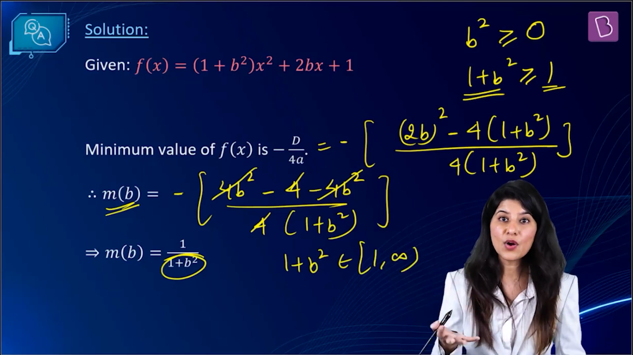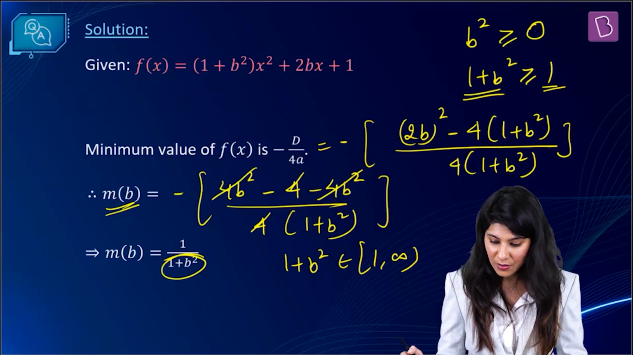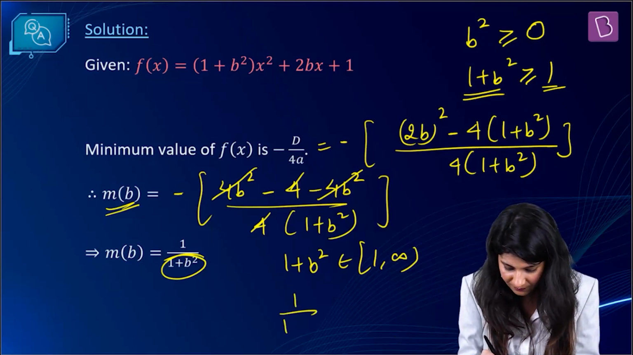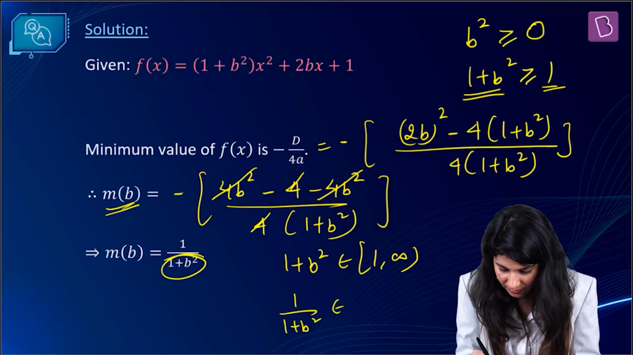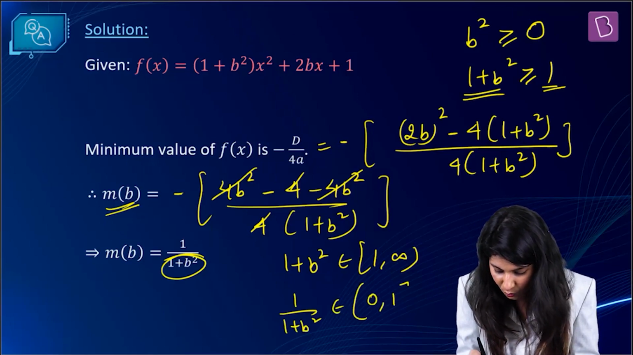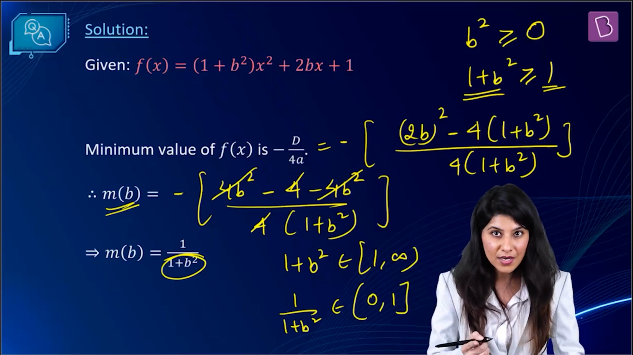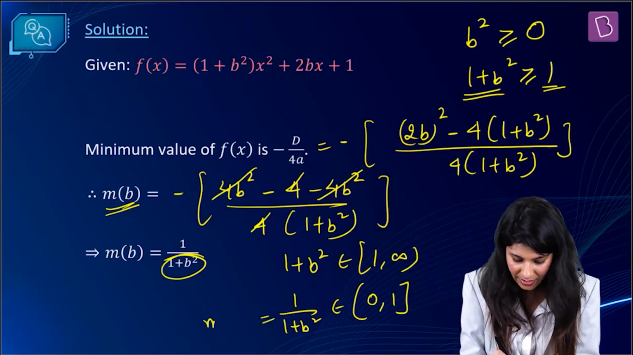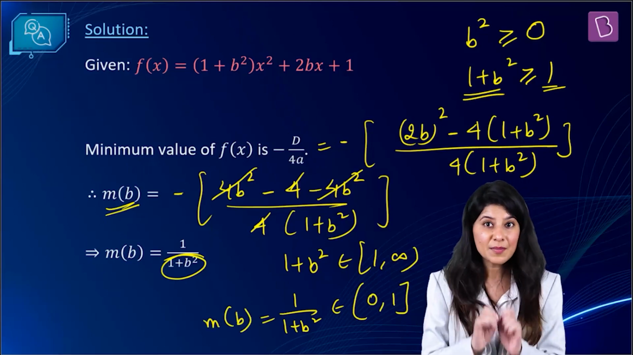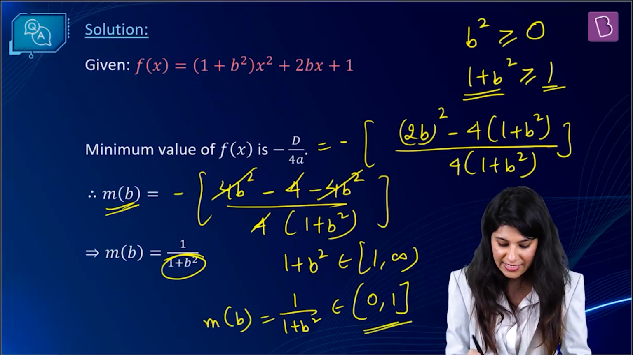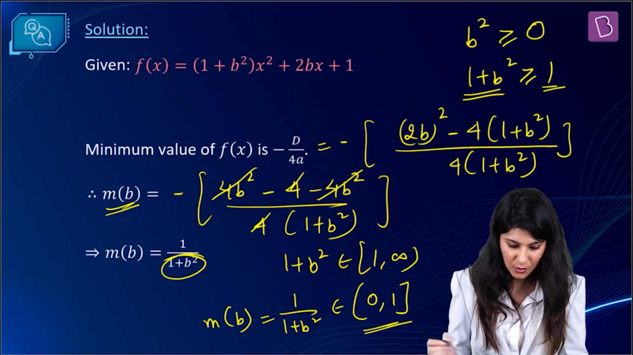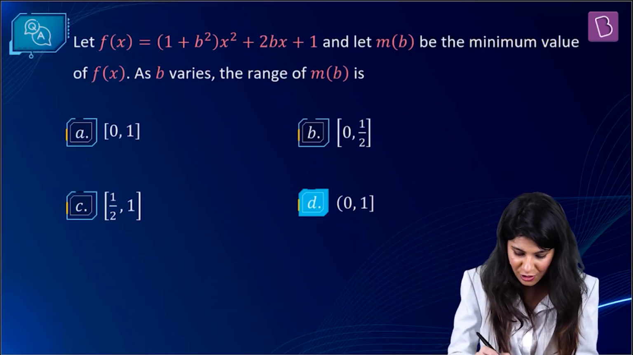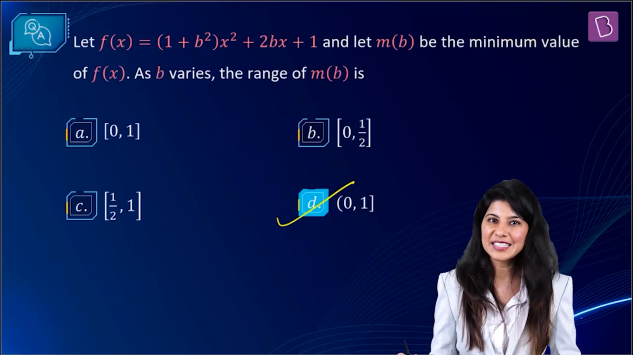The reciprocal of this value will actually belong to 0 to 1, 0 open, 1 close. Yes, the reciprocal of this value is nothing but m of b. So the range of the minimum value of this quadratic expression is nothing but 0 open to 1 close, which is matching with option D. Got it?